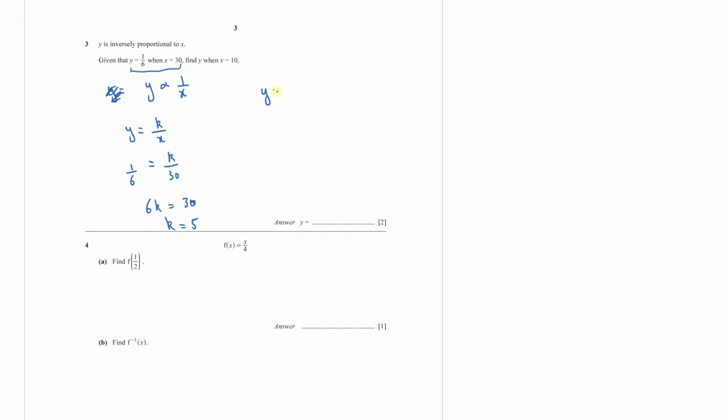So now your equation is y equals 5 over x. Now you have to find the value of y when x equals 10. So y equals 5 over 10, and this gives you 1 over 2.